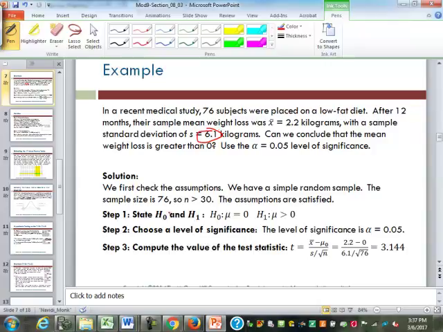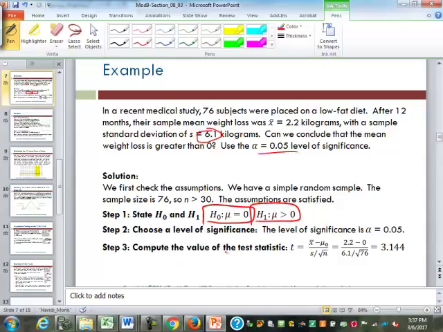So, again, our null hypothesis is that the mean is 0. The alternative: can we conclude that it's greater? So we're going to ask, is it greater? So the alternative is the mean is greater. Choose the level of significance. We gave that as 0.05.